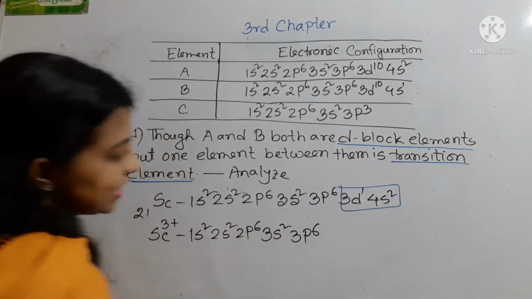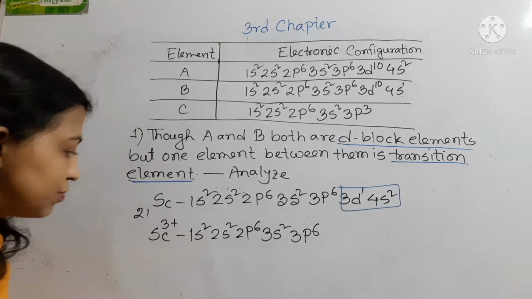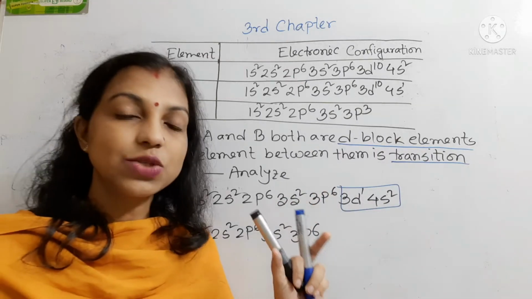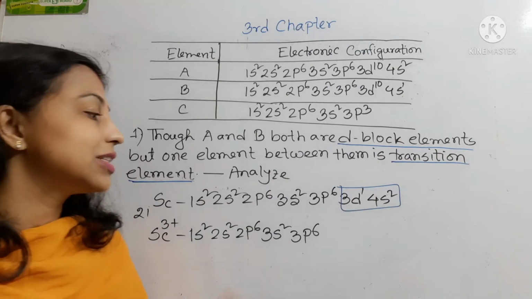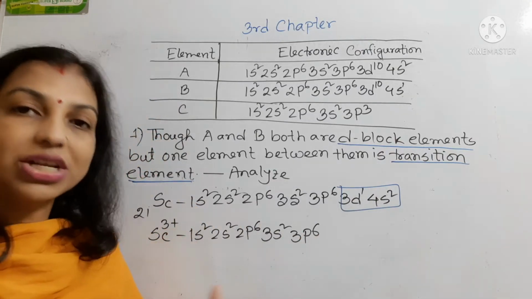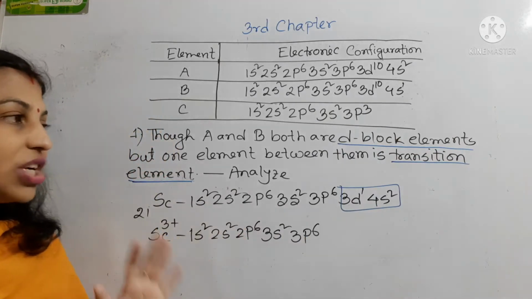So students, we have seen that there is no electron present in the 3d orbital. That means its last electron enters the d orbital, that's why it is a d block element. But its stable ion does not contain any electron in the d orbital. That's why it is not a transition element. So I think you are clear about the concept of transition elements.